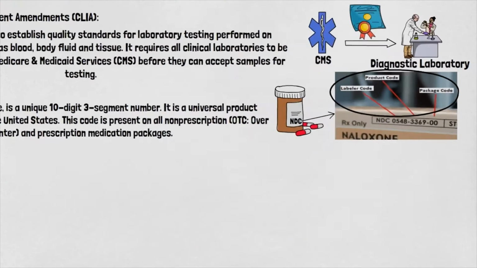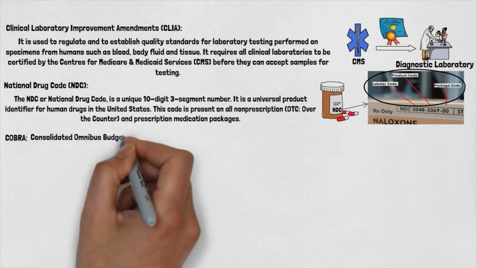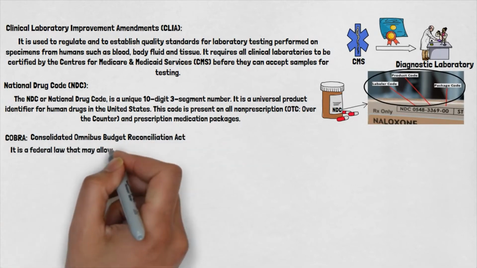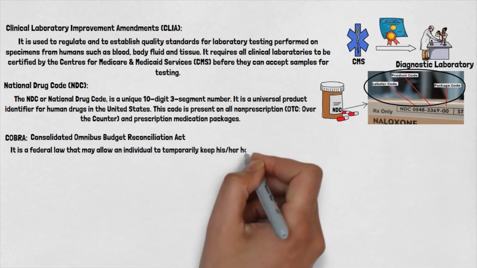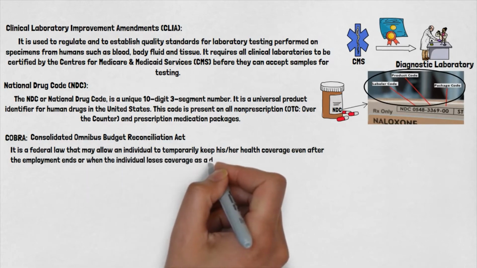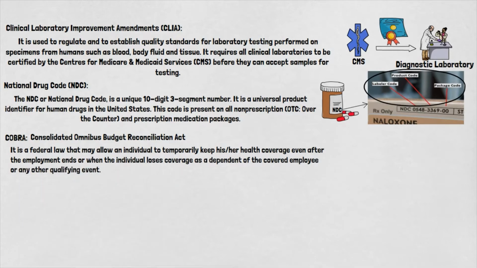Now the next one is COBRA, which is Consolidated Omnibus Budget Reconciliation Act. It is a federal law that may allow an individual to temporarily keep his or her health coverage even after the employment ends, or when the individual loses coverage as a dependent of the covered employee or any other qualifying event. Now, as we discussed earlier, an employee is covered under the group insurance provided by the employer till the time he is working there.